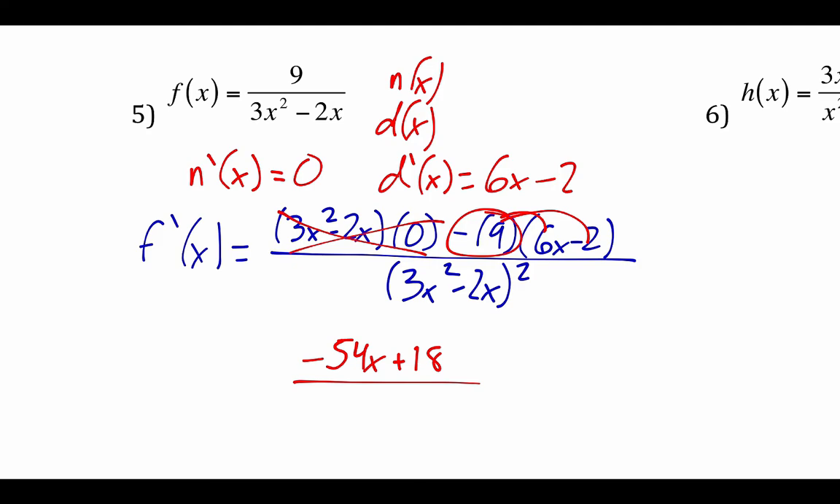Denominator, if you want to, you can go ahead and expand that out. I'm not going to bother, for time's sake. We got 3x squared minus 2x, that whole thing squared. So that is the simplified version of the derivative of f.